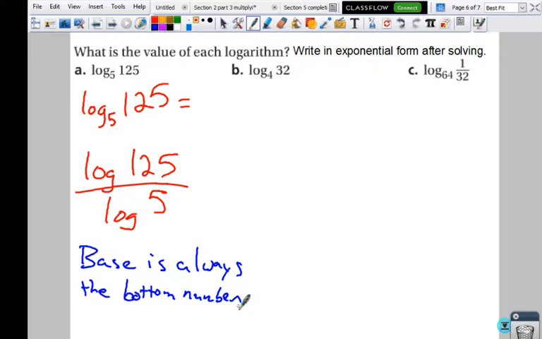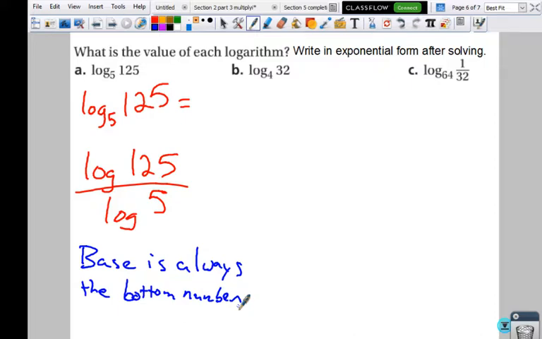I have a question. On our homework, will we get docked points if we don't write it like that, and we just leave it as log base 5 of 125? No, because you just plug them into Desmos. There's a special thing on Desmos that does this for us. I know, but I wanted you to learn the property. On these calculators, it was actually way harder to do.